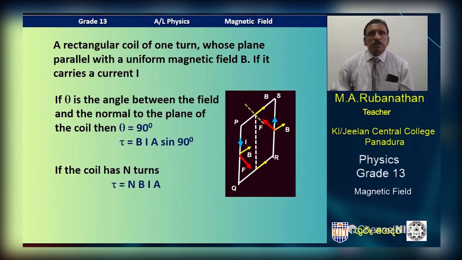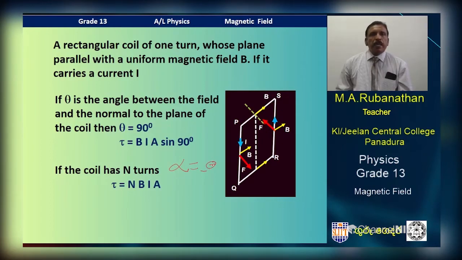Okay. Now you see this, a rectangular coil of one turn whose plane is parallel to a uniform magnetic field B, if it carries a current I. So here the coil is parallel to the field. Parallel to the field means alpha is equal to 0. Earlier, alpha was the angle the field makes with the plane. This alpha is now 0.